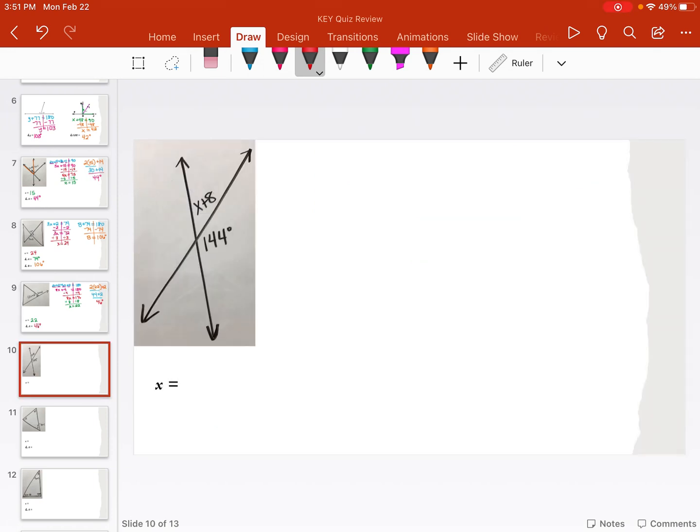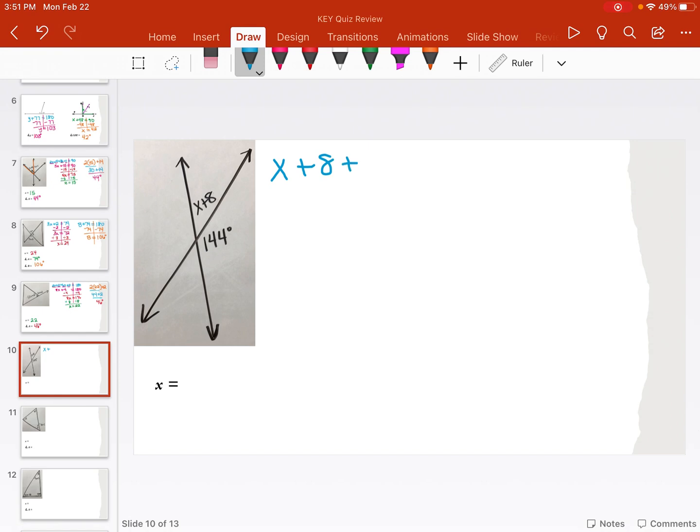Okay. Go ahead to this one. So while we do have a big X, we're not looking at these two vertical angles. We're looking at these two angles, which are creating this straight line. This is supplementary again. So we're going to set it up.